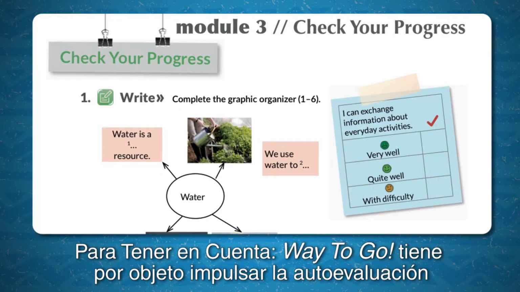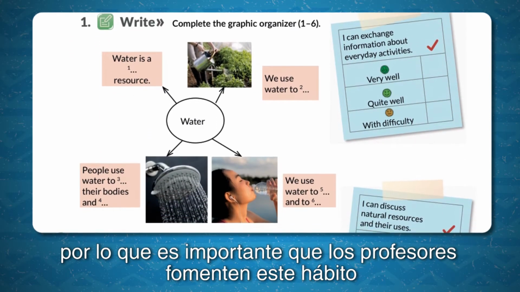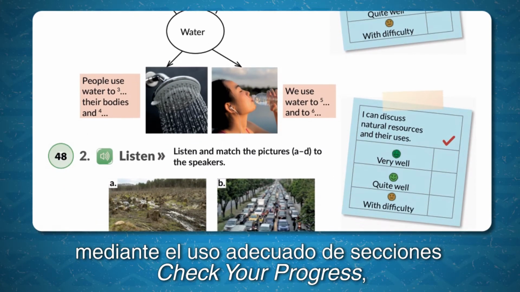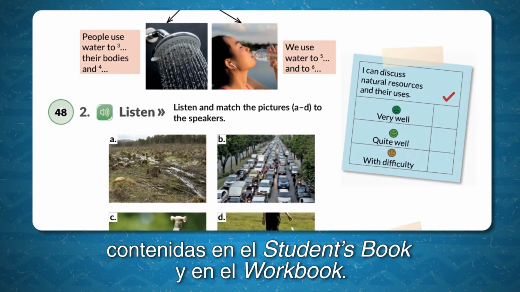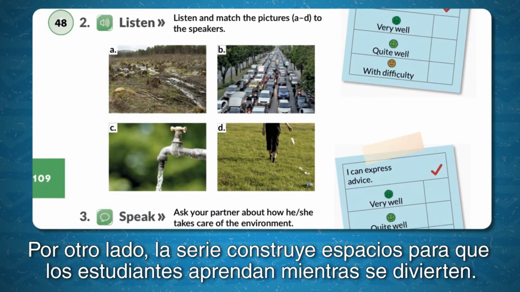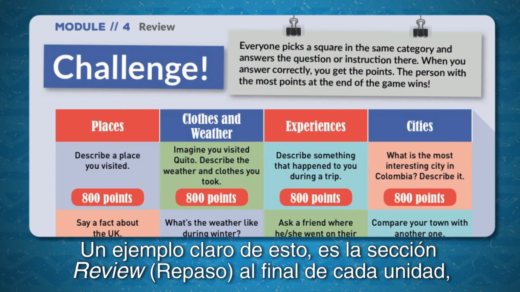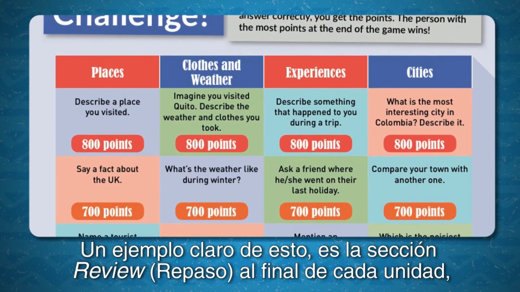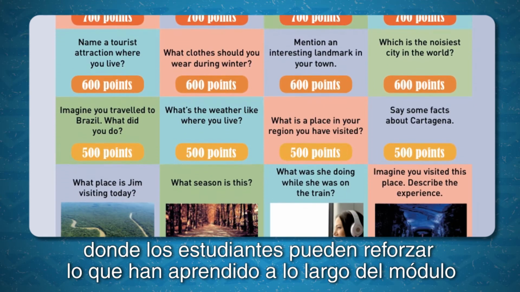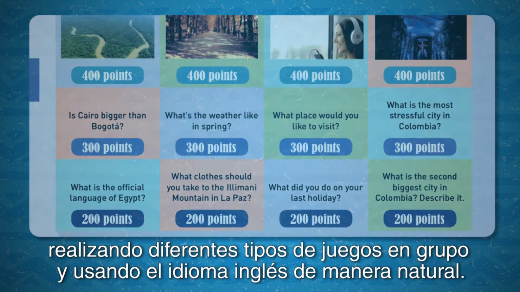This means the Way to Go series is intended to boost self-evaluation. This is why it is important for teachers to foster the habit by means of the proper use of the multiple Check Your Progress sections contained in the student's book and workbook. On the other hand, the series builds up spaces for students to learn while they're having fun. A clear example of this is the review section at the end of every unit, where students can enhance what they've learnt through the module by playing different kinds of group games, using the English language in a natural way.